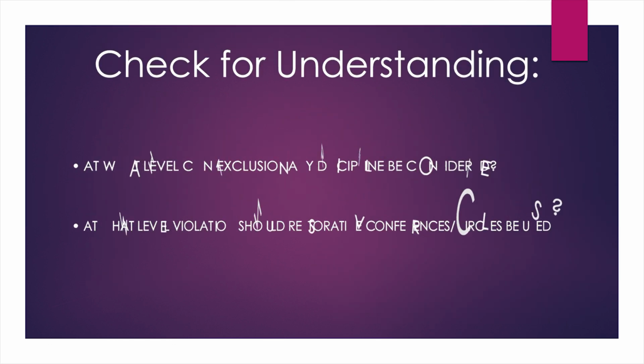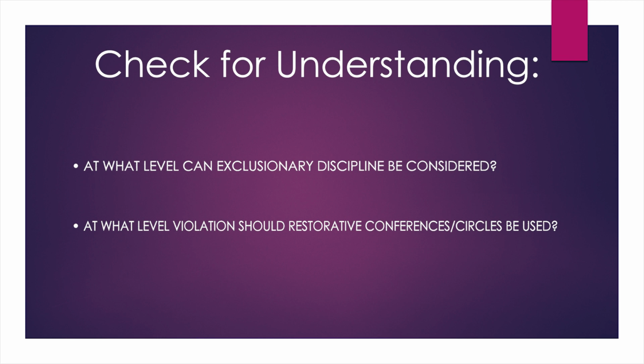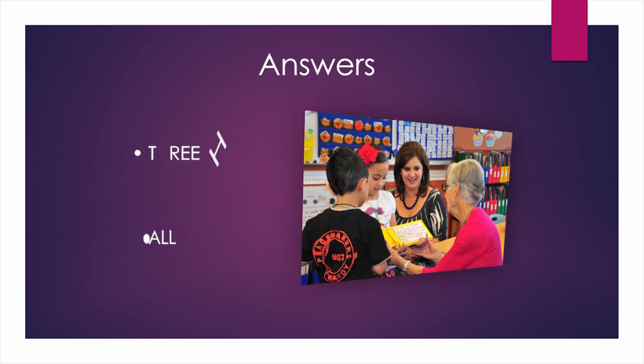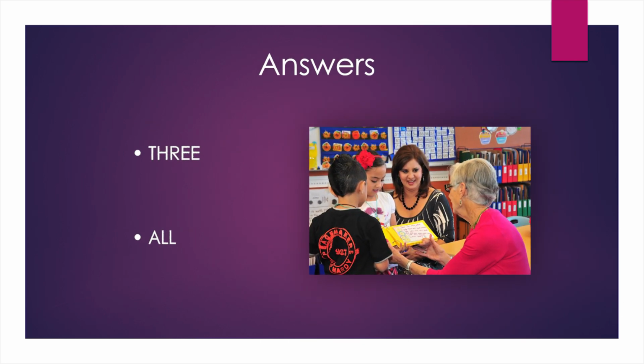Let's check for a better understanding. At what level can exclusionary discipline be considered? At what level violation should restorative conferences or circles be used? Exclusionary consequences may be considered at level 3. All violations should have a restorative response.